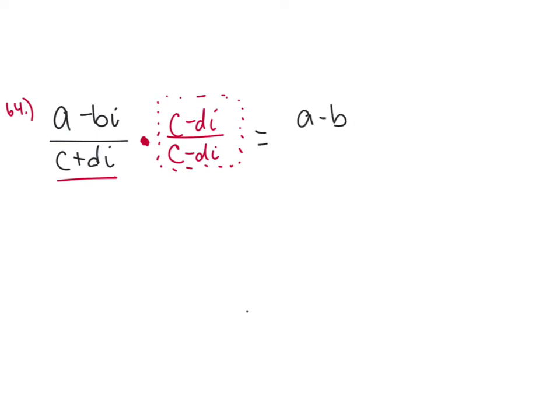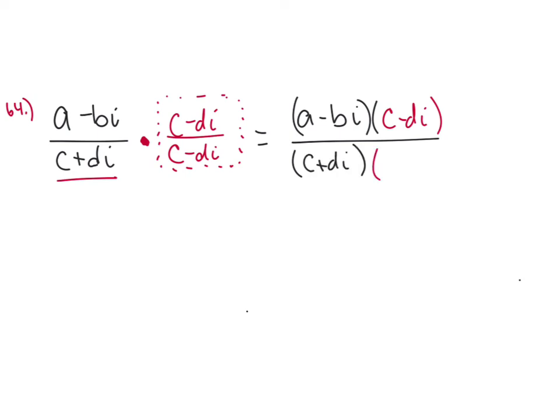So the top is going to be A minus BI in one set of parentheses. And then the next set of parentheses, I'm going to have C minus DI. I'm going to FOIL that. The bottom is going to become C plus DI in one set of parentheses, and then in the other set of parentheses, C minus DI.